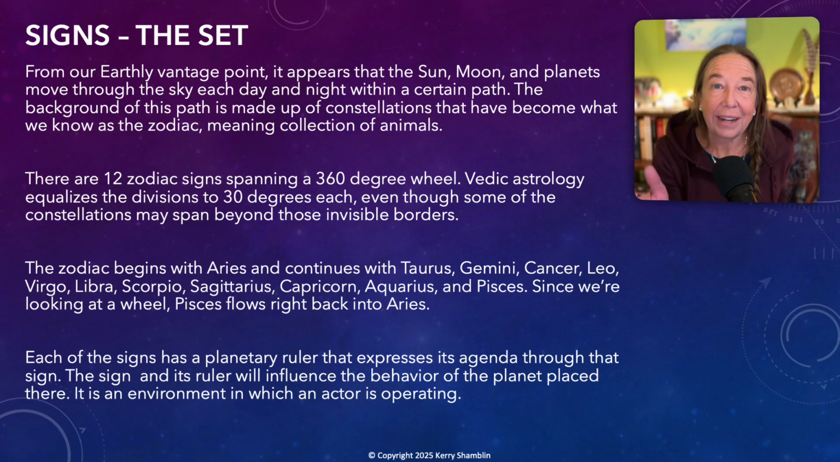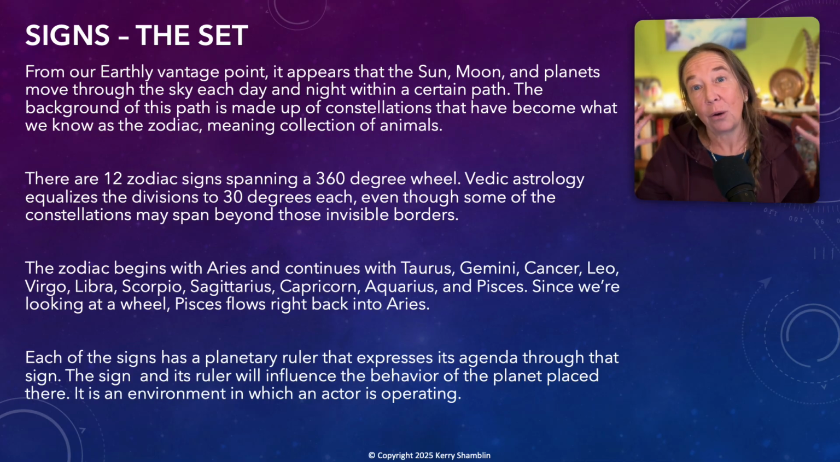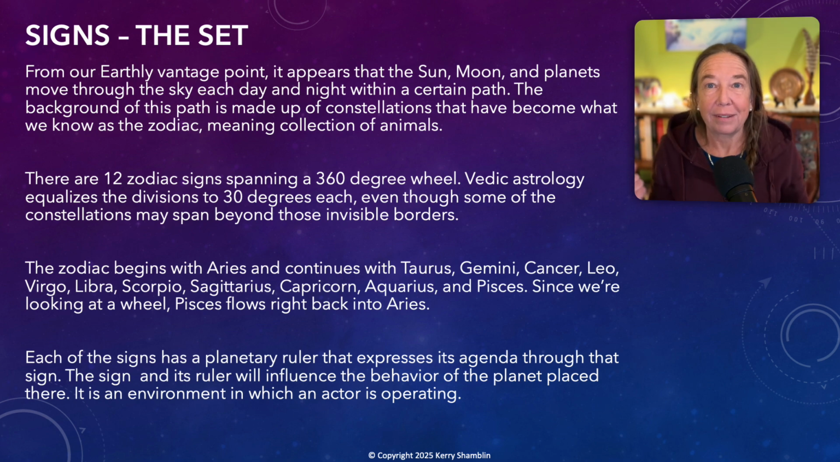So each of those signs, we can say, is like an environment or a set. If you've ever been to a play, you know that sometimes the set will look like, oh, it's the schoolyard, or oh, they're at the apartment. So you know where the actors are and how they might behave in that set, or in that sign.